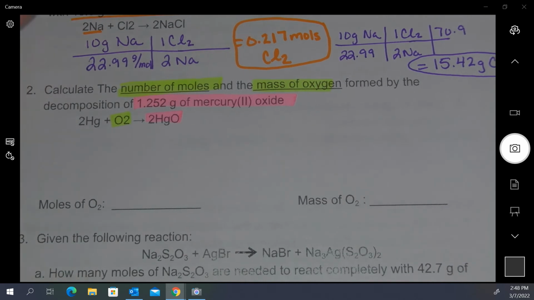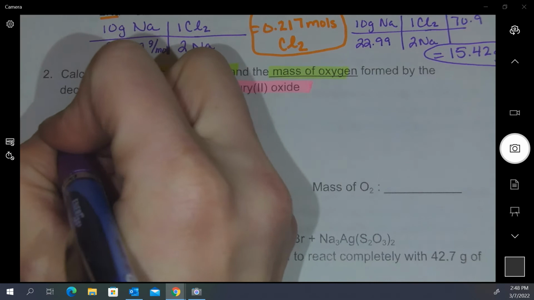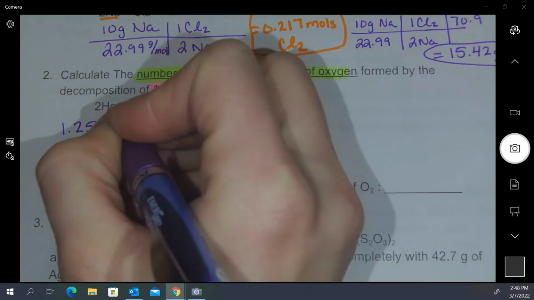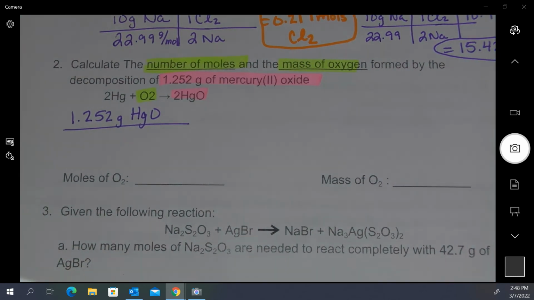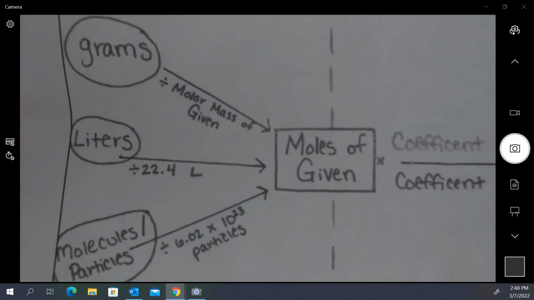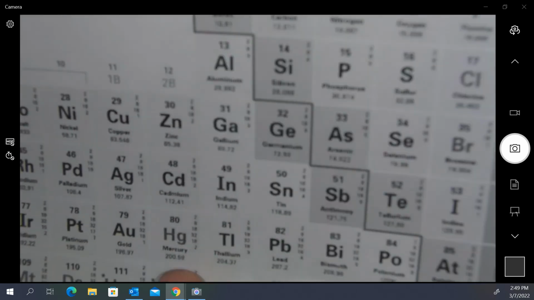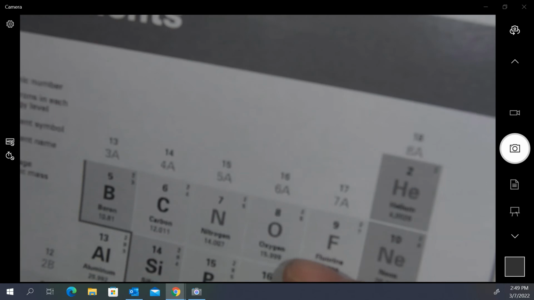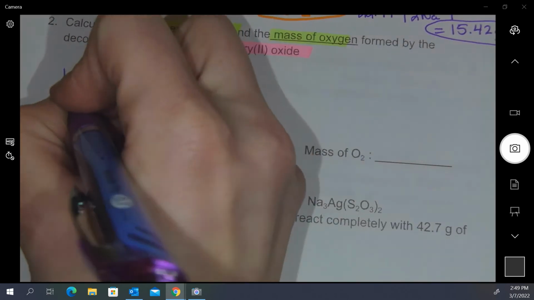So we'll start with our mole calculation first, and then we'll add on to it. And I think I left you guys room to write that down here. So we're going to start with 1.252 grams of HgO. When I start with grams, what goes underneath my grams? The molar mass of my given. So in this instance, I've got to figure out the molar mass of HgO. Mercury has a molar mass of 200.59, right down here, 200.59. Oxygen has a molar mass of 16. So I'm going to take 200.59 plus 16, and that gives us 216.59.